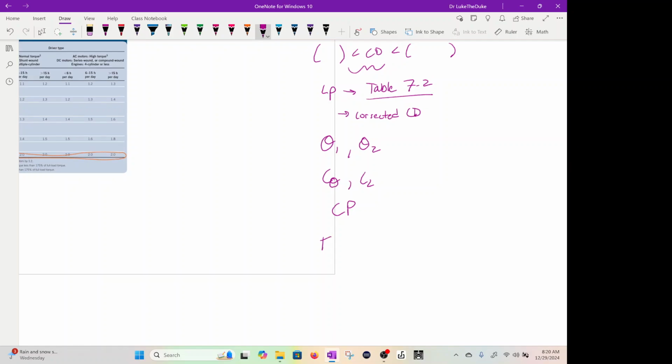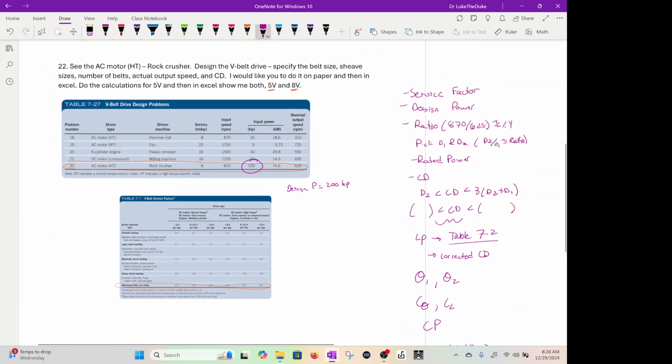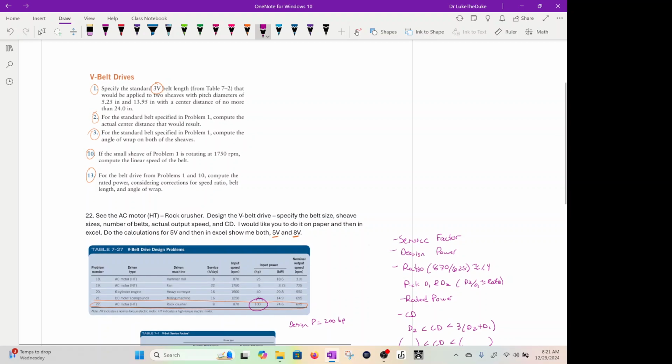So you can find the number of belts that you will need by taking your design power and dividing it by CP, your corrected power. That will give you your number of belts. So that will help you with this particular problem. If you have questions, let me know. Have fun.